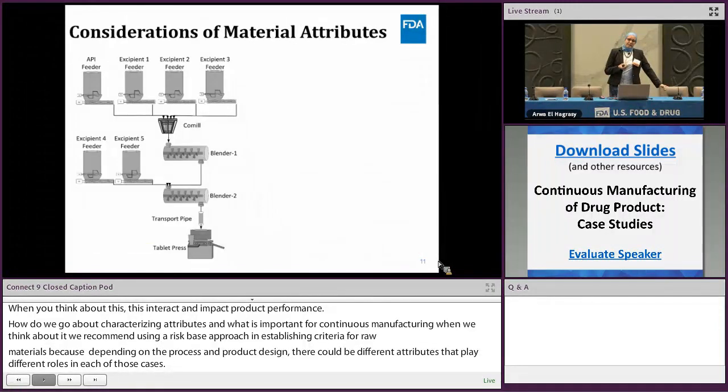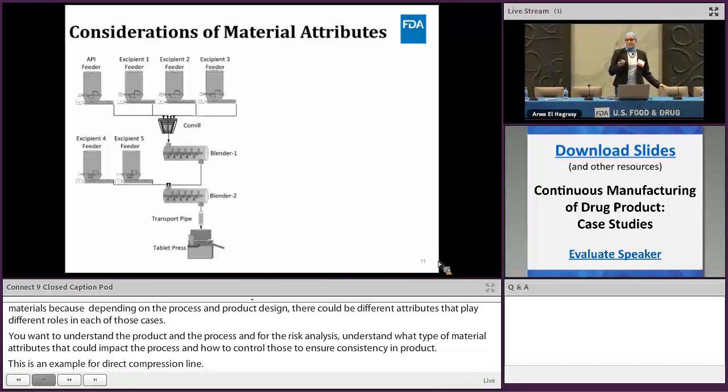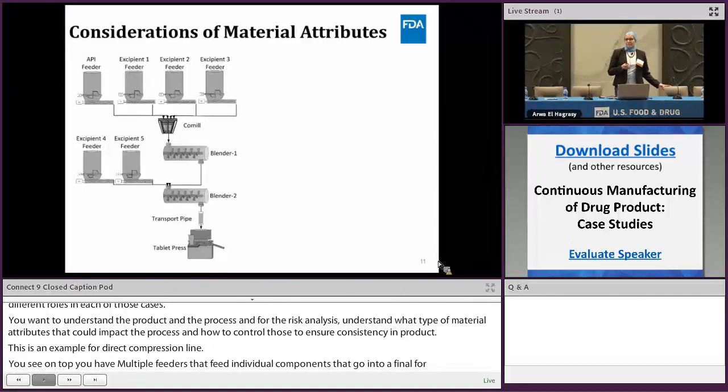So this is an example here for a direct compression line. You see on top, you have multiple feeders that feed the individual components that go into a Promo or like a screening of material, and then into a continuous blender, followed by feeding of another set of materials, another blending step, and then finally going through the tablet press.